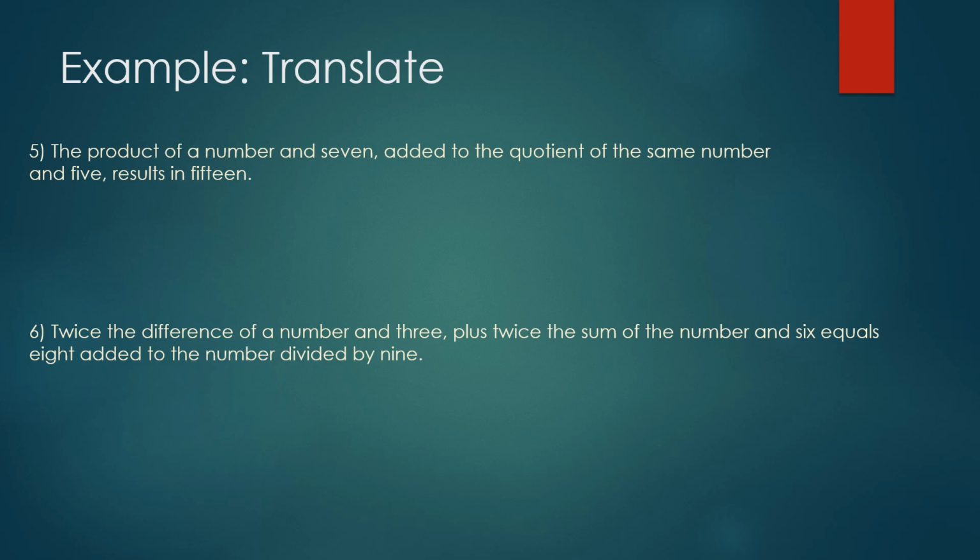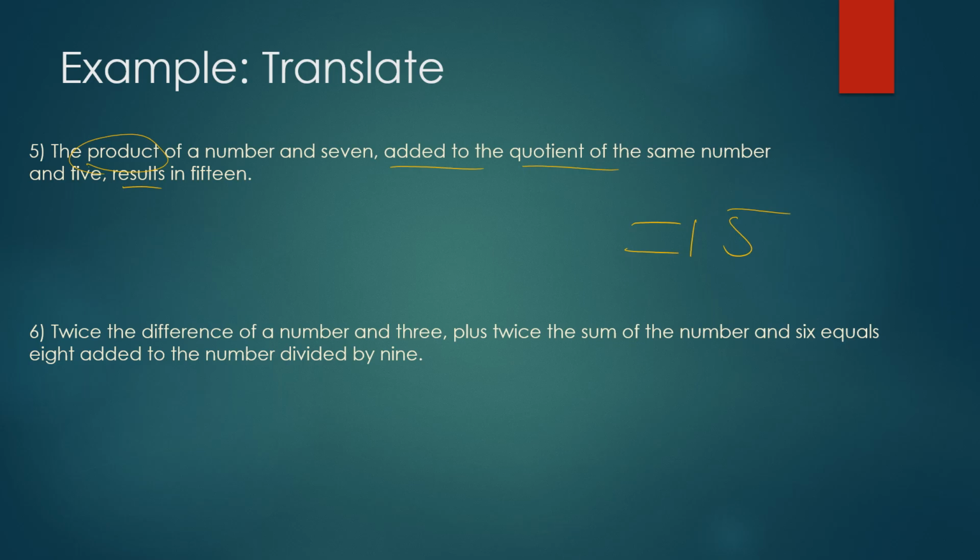The product of a number and 7 added to the quotient of the same number and 5 results in 15. So we have product, added to, the quotient, and results in. If we break this down, results in 15 is going to be equal to 15. The product, what are we multiplying together? The number and 7. But since we're adding the quotient, another expression, we're going to write the added product and the quotient in parentheses.